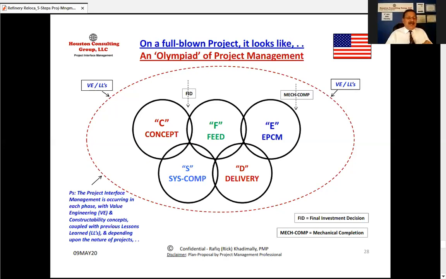So the project interface management is occurring in each phase with value engineering and constructability concepts coupled with previous lessons learned, LLs, depending upon the nature of the project. And that is basically, if you look at it, the outside overarching curve is VE, which is value engineering / LLs, lessons learned. And FID is the final investment decision and mechanical completion.